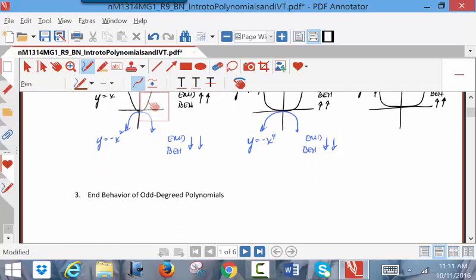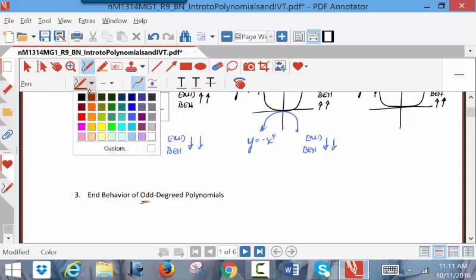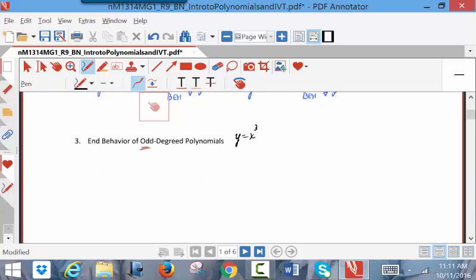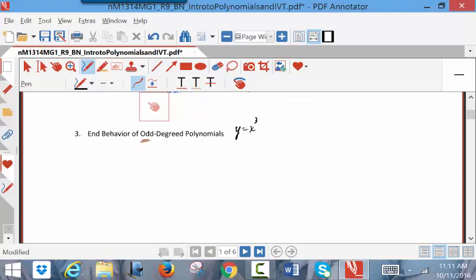Your next title is the odd degreed polynomials. So this would be something like y equaling x cubed, or y equaling x to the fifth, or x to the seventh, or x to the ninth. That's your odd degree polynomial. So let's start at the basic one that we know, which is y equaling x cubed. We know the graph of y equaling x cubed.